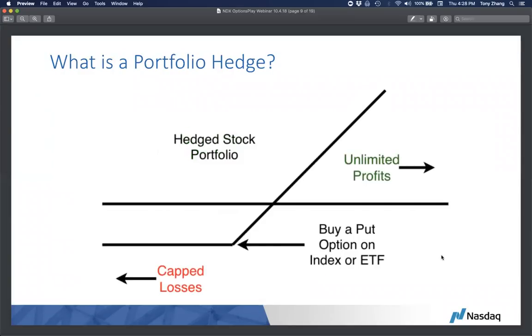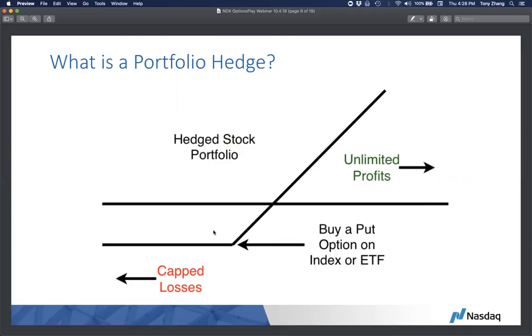So how does your portfolio look when you combine your stock portfolio with this put option? This is what a hedged stock portfolio looks like. You have your stock portfolio, but you've bought a put option on the index or ETF. What this maintains is still your unlimited profit upside if the market continues to go higher. So you still participate in your capital appreciation as the markets continue going higher.